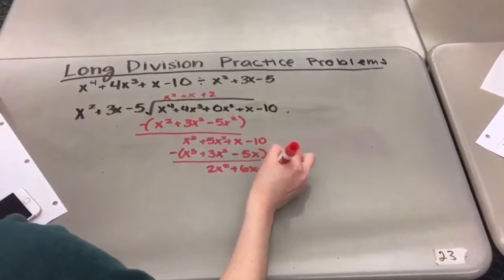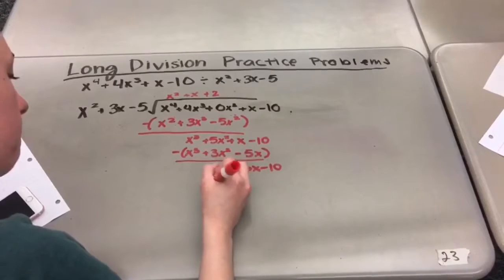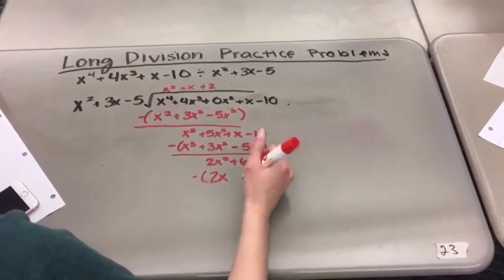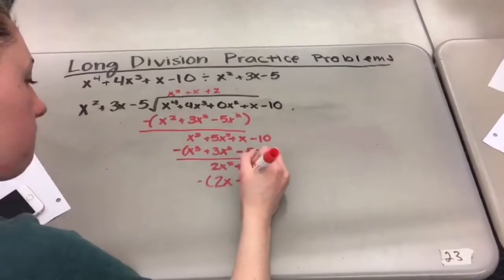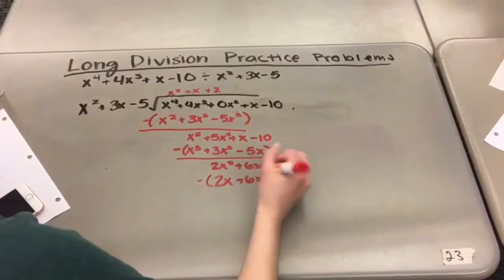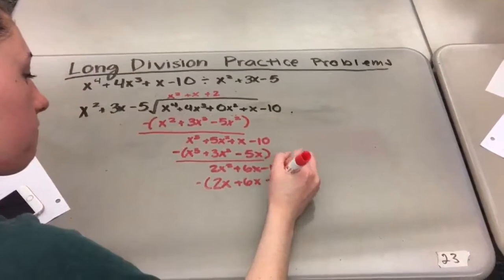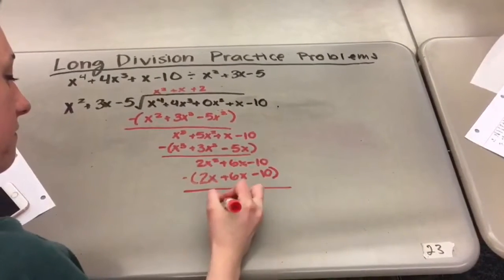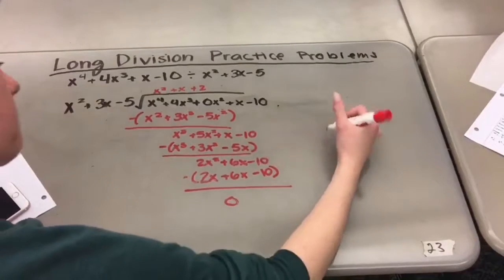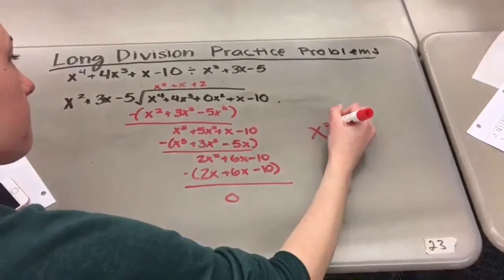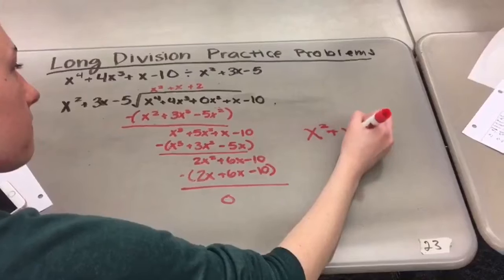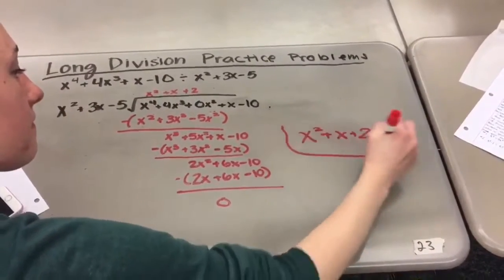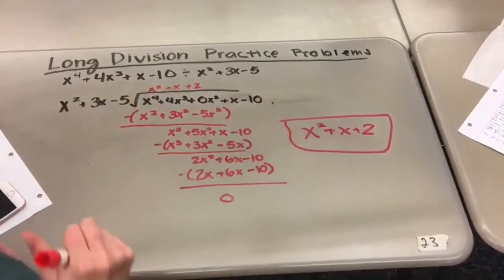Lastly, you need to cancel out the 2x squared. You do this by multiplying 2 to x squared, which makes it 2x squared, 2 to 3x, which makes it 6x, and 2 to the negative 5, which makes it negative 10. You then subtract 2x squared from 2x squared, 6x from 6x, and 10 from negative 10. Your answer comes out to x squared plus x plus 2 with no remainder because the values cancel to 0.